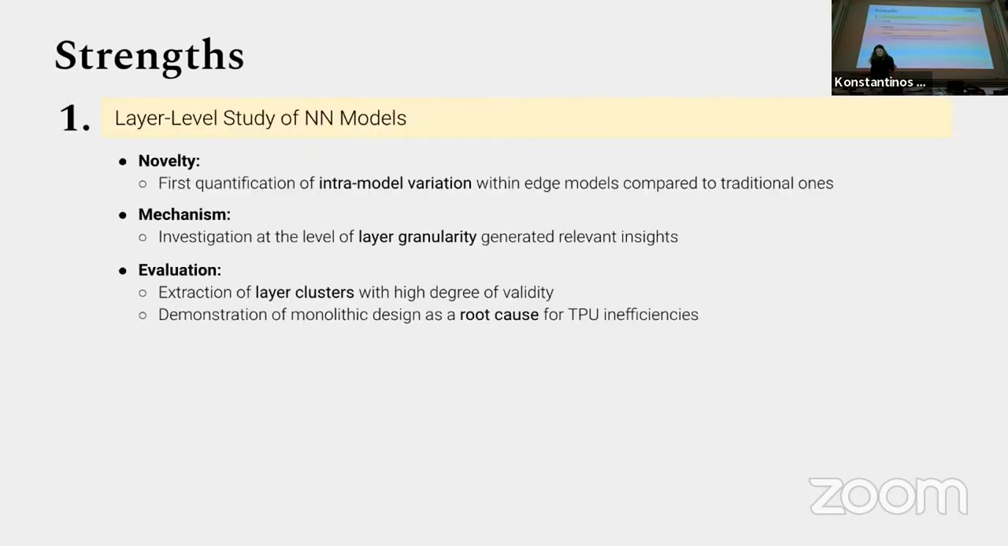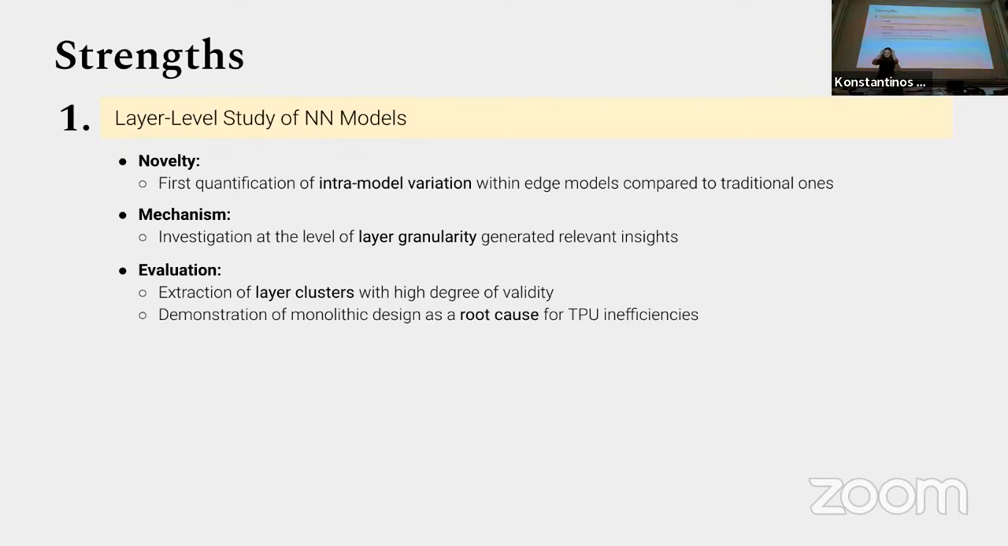Okay, so if we look at strengths, the first strength of this paper that I've identified is this general layer-level study of the NN models, which in itself is very novel. It is the first quantification of interlevel variations within edge models compared to traditional ones, as well as across different model types, right? Because other studies had a tendency to rather only focus on one model, or they focused on traditional ones and not specifically these edge models.